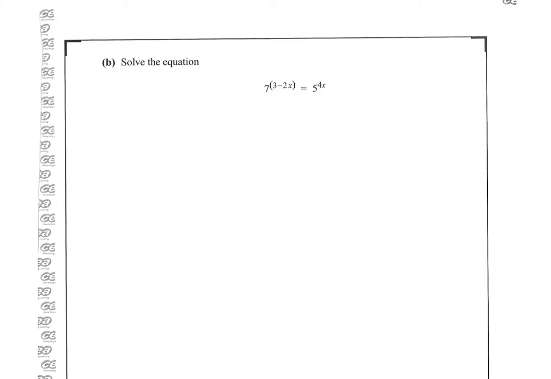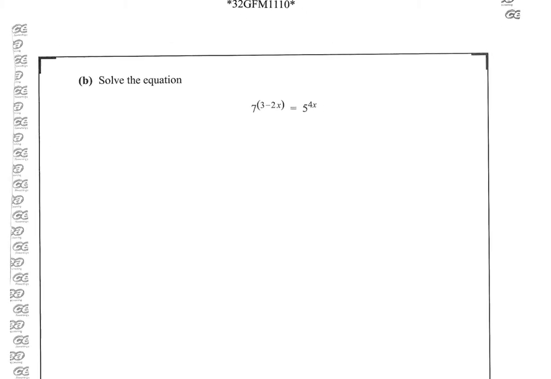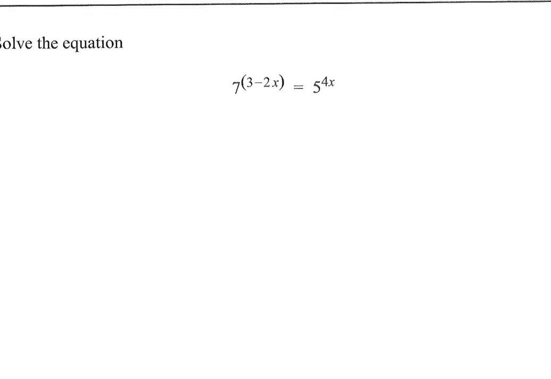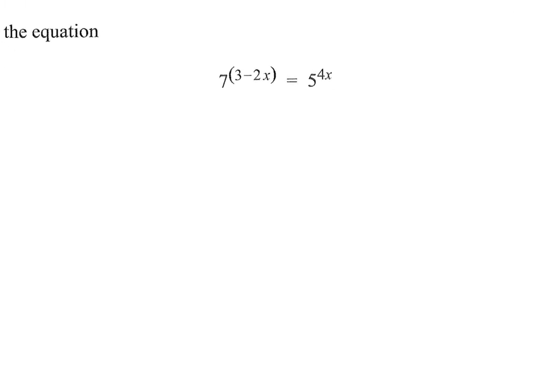Next one says solve the equation. That's us using our logs then. We have got 7 to the power of 3 minus 2x is equal to 5 to the power of 4x. First of all, you'd have a look and see, can I use indices to do this? But you can't use indices to do this, unfortunately, as there's no number where you can make the bases the same when you've got 7 and 5. So just say take logs.